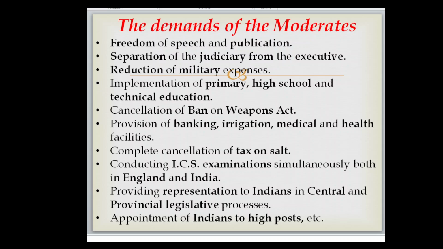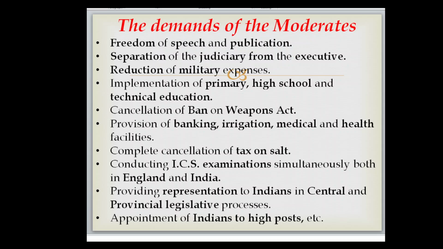They wanted the judiciary, means the courts, separated from the executive. Then they demanded a reduction of military expenses by the Britishers. As you know, the Britishers had a thirst for war, and they always spent more money on military activities. So they demanded that the British reduce the military expenditure. Then they demanded primary schools, high schools and technical education like science and engineering colleges to be established.